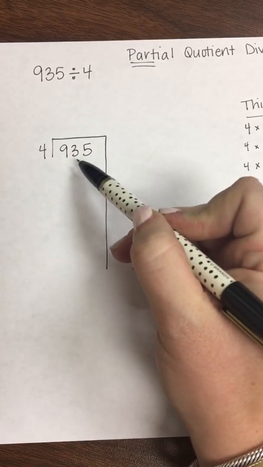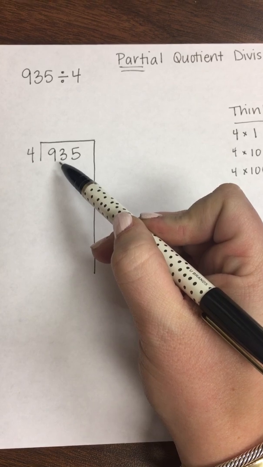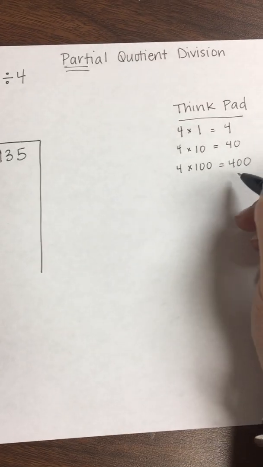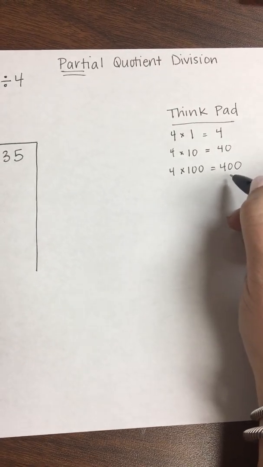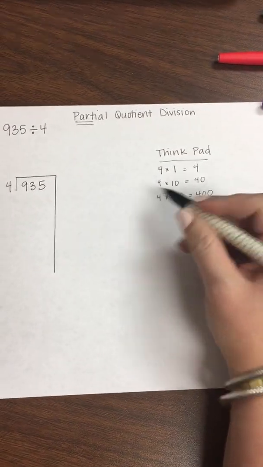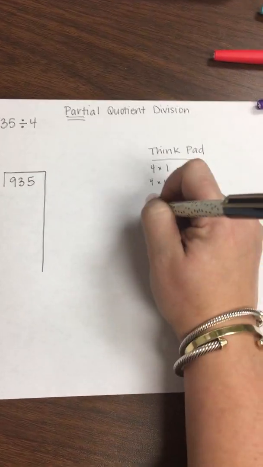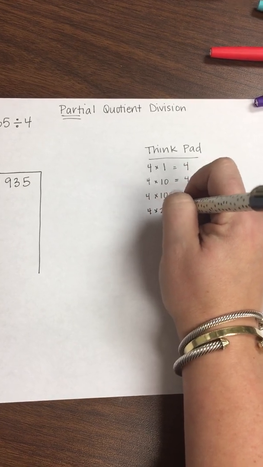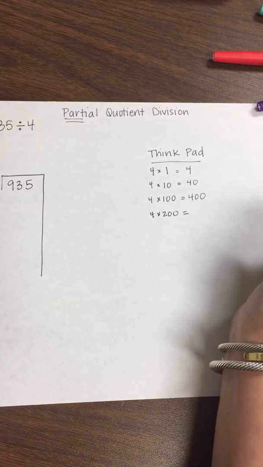Now, we're trying to figure out how to get as close to 935 as we can. 400 is obviously a close place to start, but it's not quite close enough. So how can we get 400 closer to 935? This is where we teach the students, just start thinking about what you know about math.